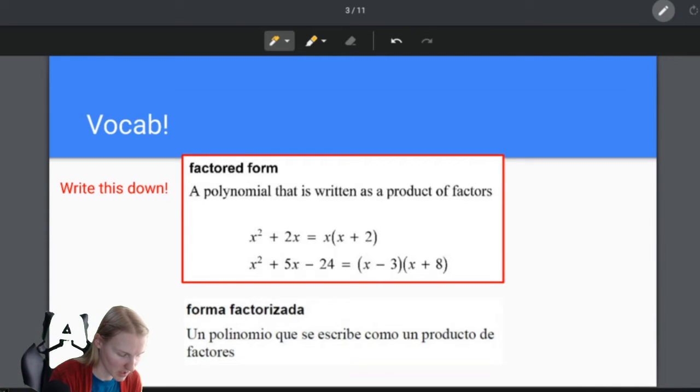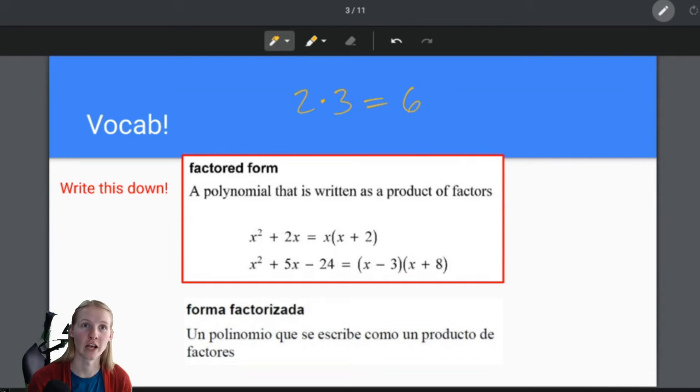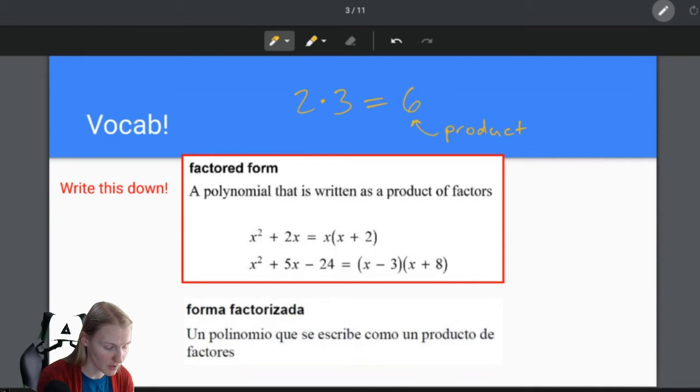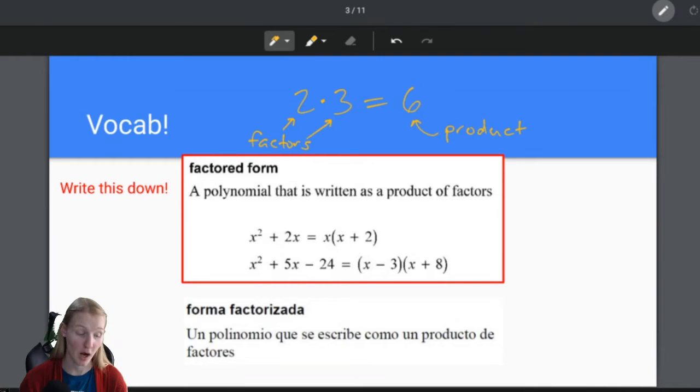Factors, well, take this for example: 2 times 3 is 6. Yes, true statement. We call 6 the product. That's what happens when you multiply two numbers together. The result is called a product, and the two numbers that you multiplied are called the factors. It is the same thing with polynomials. The final thing you get after you multiply things together is the product, and the things that you multiply together to get that product are called factors.